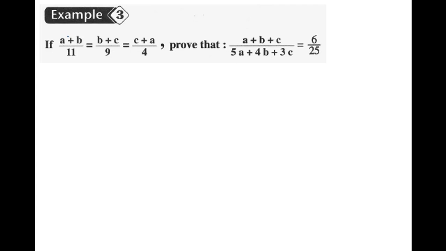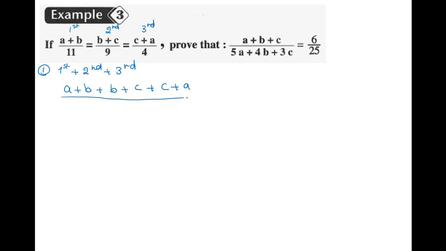Now, my first step is I'm going to try and add the 3 together. I will call this the first term, this the second term, and this the third term. Now, first plus second plus third equals a plus b plus b plus c plus c plus a over 11 plus 9 plus 4 equals.